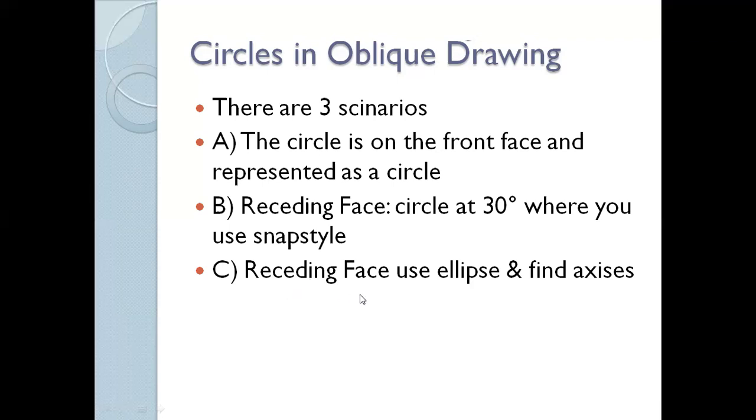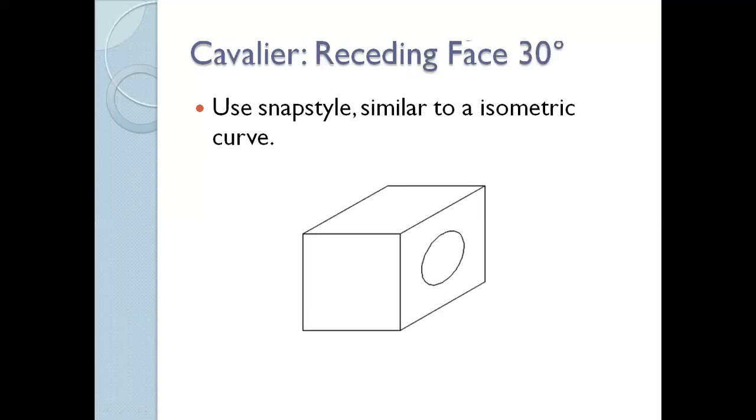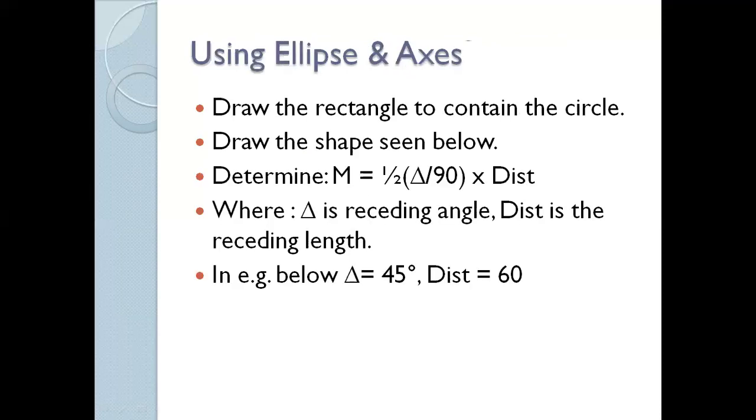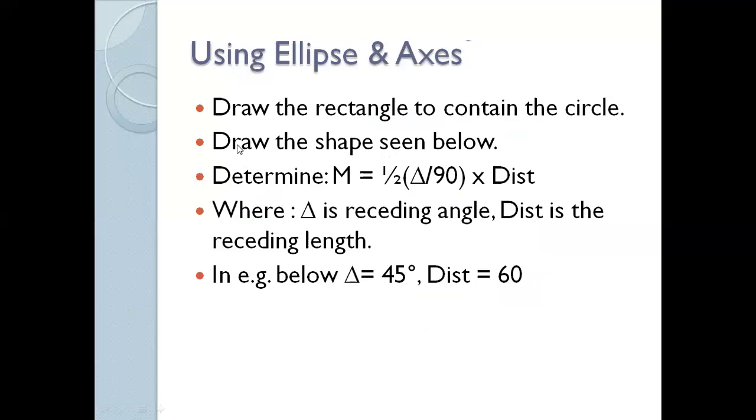And then if the receding side is not at 30 degrees, so any other angle, you could use the third scenario. So this is the first scenario, the second scenario is at 30 degrees, and the third scenario is similar to the manual method in isometric drawing, where you draw the rectangle that contains the circle. Then you create this shape looking like an M.